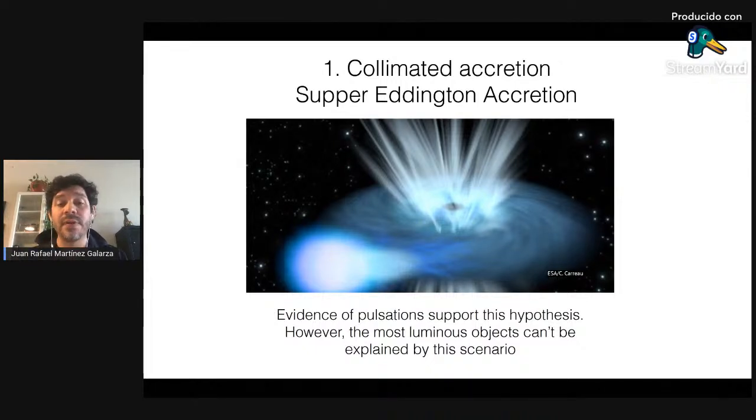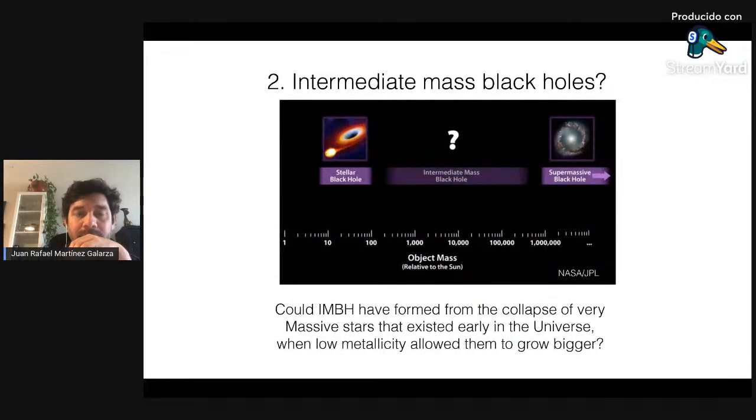But that's still not enough for the very, very most massive and luminous objects of this type. So we need additional explanations. Of course, a very exciting possibility is that they could be intermediate mass black holes. So we know that there are stellar-type black holes. This is basically what results from the collapse of a normal star. Well, a massive star, like 8 times or more the mass of the Sun, will collapse and form a black hole. And often that black hole will have a companion star from which it accretes material, producing X-rays. This is the typical X-ray binary scenario.